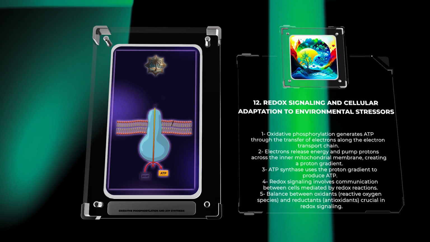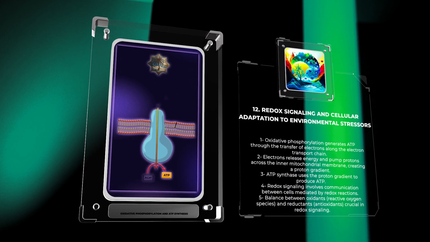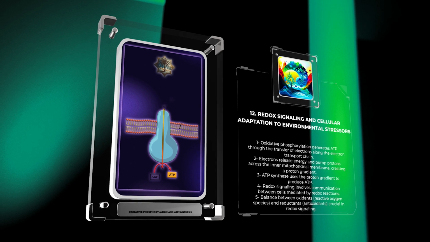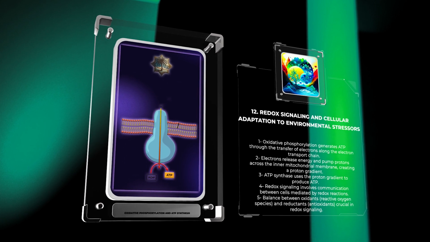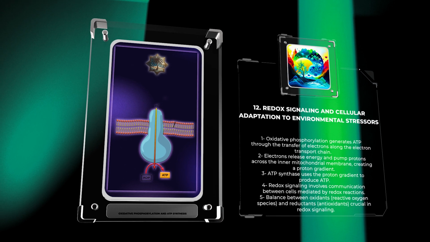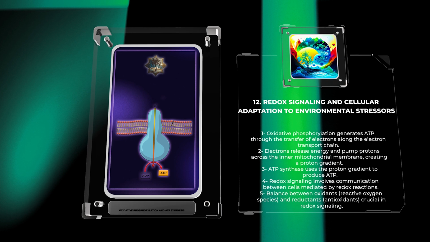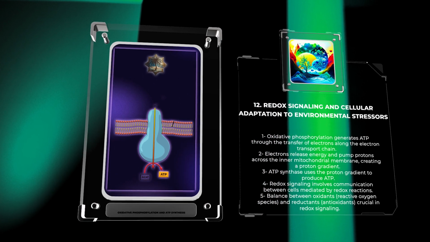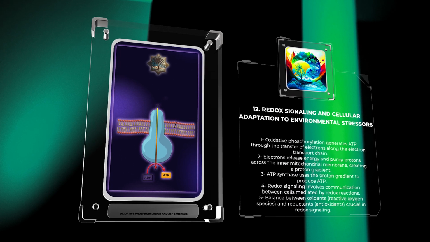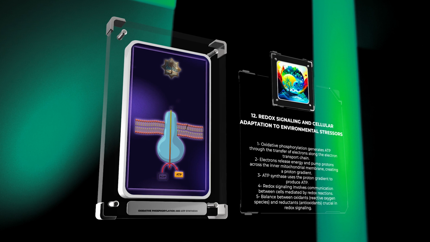During oxidative phosphorylation, electrons derived from fuel molecules are transported through a series of protein complexes in the inner mitochondrial membrane. As electrons move through the electron transport chain, energy is released and used to pump protons across the inner membrane, creating an electrochemical gradient. The resulting proton gradient drives the ATP synthase enzyme to produce ATP by combining ADP and inorganic phosphate. This process, known as ATP synthesis, is essential for cellular function.